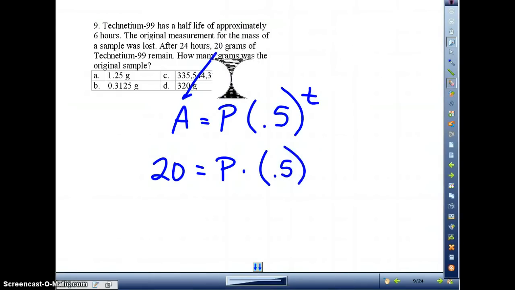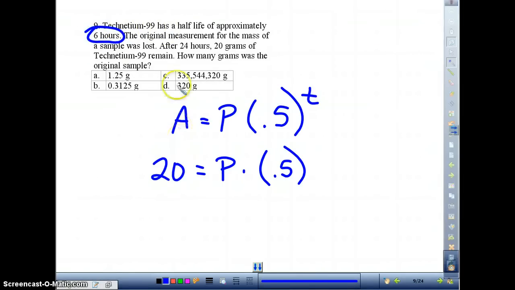T is the number of half-life cycles that this has gone through in the given time period. It has a half-life of approximately 6 hours. It says after 24 hours. That's your given time period. Okay? So in 24 hours, it's gone through 4 half-life cycles. It has a half-life of 6 hours per cycle. That's 4 cycles. So that's what you raise your 0.5 to. The number of cycles in the given period. There's 24 hours. Each 6 hours, half of it's gone. So that's 4 cycles. All right?